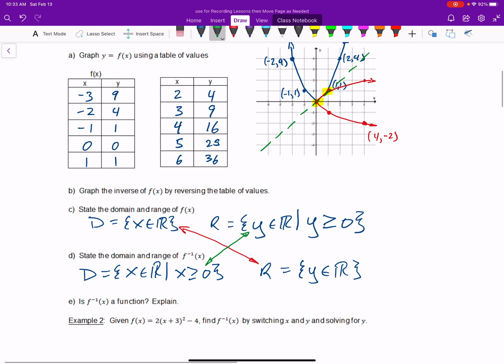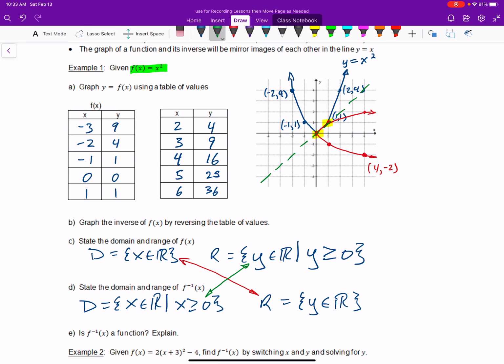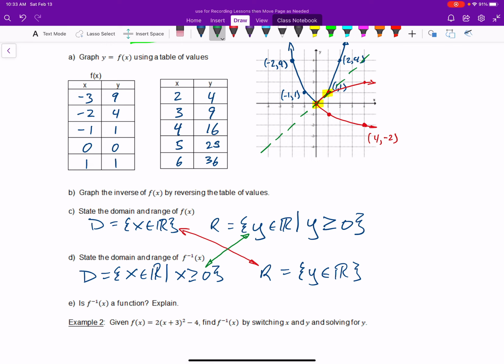Is f to the negative 1 of x a function? In other words, is the inverse a function? Looking at that red graph there, it's pretty clear it's not a function. It would fail the vertical line test. There are many points that have two outputs for one input, two y's for one x.